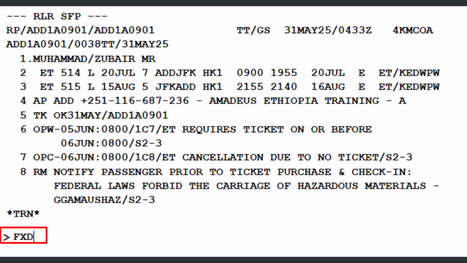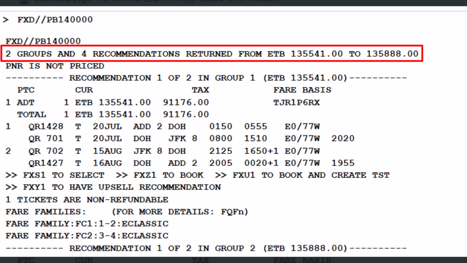Use the FXD Master Pricer transaction, then type double slashes followed by PB, the price beat identifier, and 140,000 Ethiopian birr as the budget amount or price threshold. Finally, press Enter to proceed. 2 groups and 4 recommendations were found for prices at or below ETB 140,000.